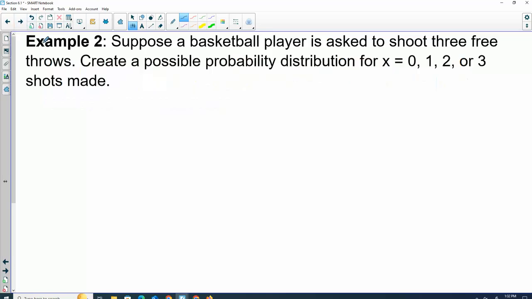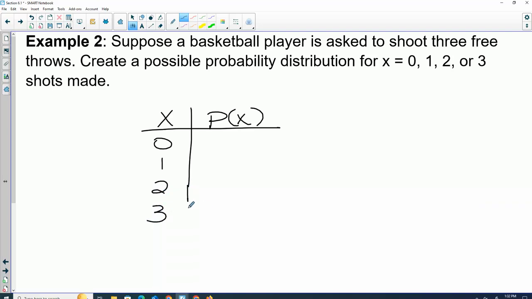All right, so just as a quick refresher of what it looked like, we're going to make up a probability distribution. So suppose a basketball player is asked to shoot 3 free throws. Create a possible probability distribution for the number of shots made. So if you are shooting 3 free throws, you could make 0, 1, 2, or 3 of your shots, right? I did not tell you what these probabilities were, and I didn't give you a formula for finding them. I just asked you to make a possible one, so we're just making up probabilities.